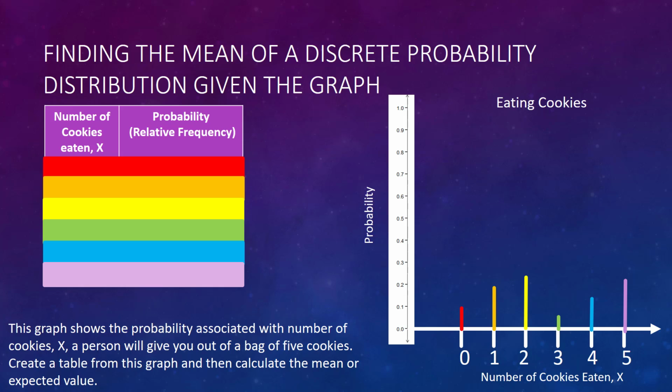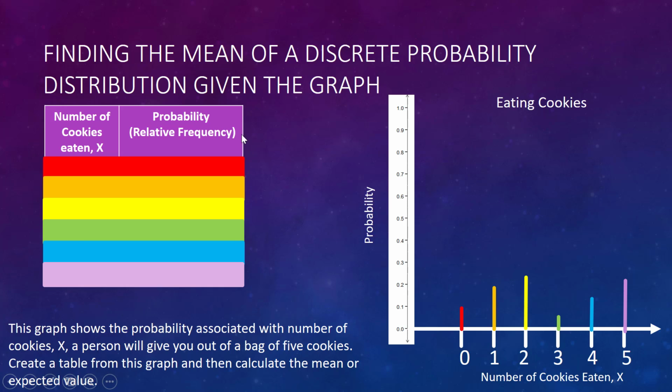Finding the mean of a discrete probability distribution given the graph. This graph shows the probability associated with the number of cookies X a person will give you out of a bag of 5 cookies. Create a table from this graph and then calculate the mean or expected value.